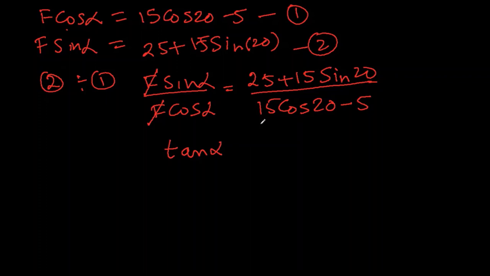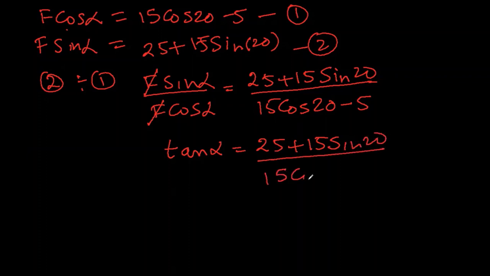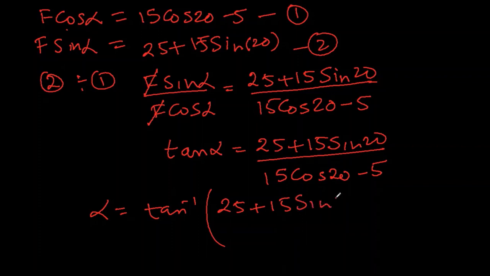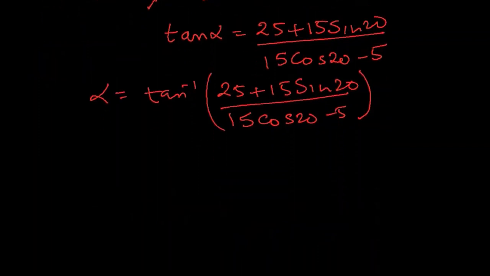So it will be tan alpha equal to 25 plus 15 sine 20 over 15 cos 20 minus 5. So alpha is tan inverse of it, which is again 25 plus 15 sine 20 over 15 cos 20 minus 5, whole of it. Okay, just put this in a calculator and you will get your answers straight.